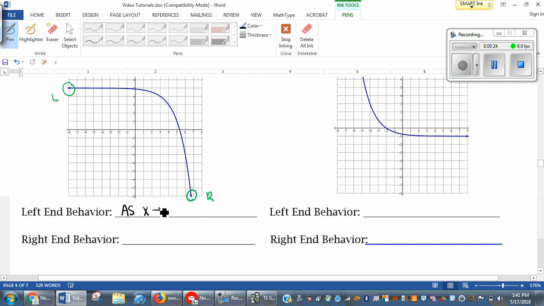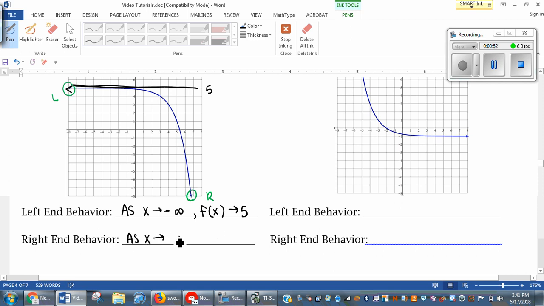We say as x goes to negative infinity, meaning on the left. See how it's headed towards negative infinity. And then it's asking you what's happening to your y values. Well, in this case, it's not going up forever. It's approaching that asymptote that we talked about, and that asymptote is a horizontal line at 5. So on the left, it's approaching 5.